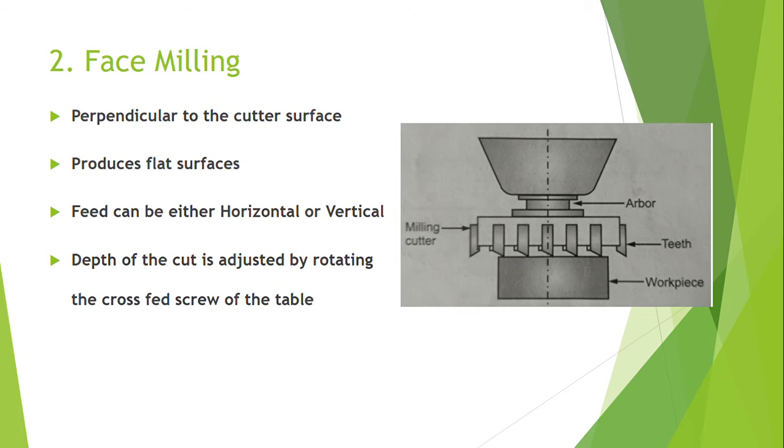In face milling, the feed can be either horizontal or vertical. The depth of cut is adjusted by rotating the cross feed screw of the table. Large surfaces are generally face milled on the vertical milling machine, with the workpiece clamped directly to the milling machine table to simplify handling and the clamping operation.